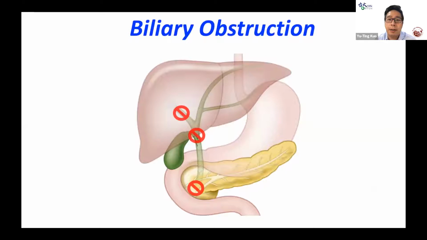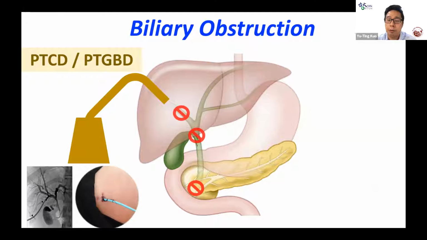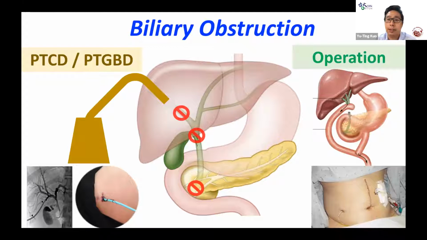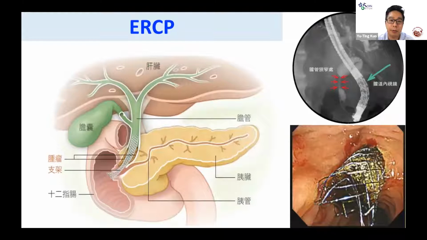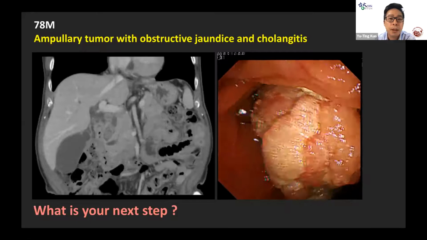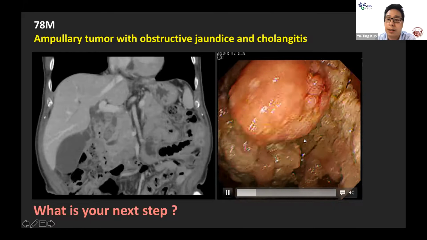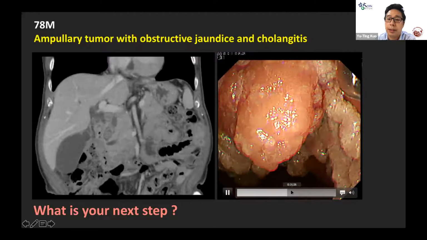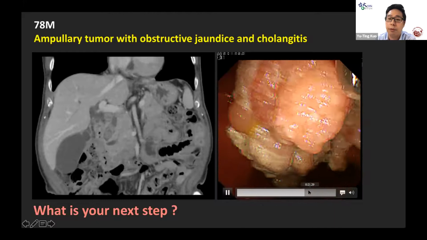The following topic is EUS-guided biliary drainage. As you know, for biliary obstruction we have several modalities to perform. The first is percutaneous, and another in the past is the operation. Mostly we will use ERCP to place the internal stenting. But sometimes in this kind of case it is difficult to perform ERCP, just like a very big ampullary tumor, and sometimes we cannot find the actual orifice. So in this kind of patient, we fail to do an ERCP.